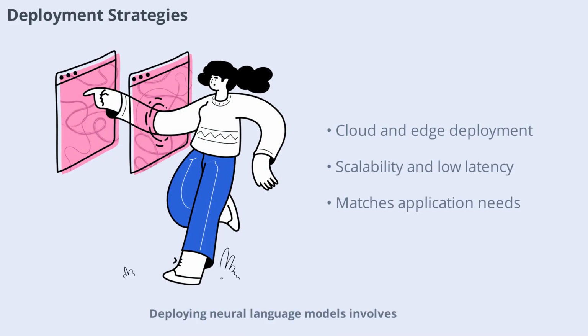Deploying neural language models involves integrating them into real-world applications. Strategies include cloud-based deployment for scalability and edge deployment for low-latency responses. Choosing the right deployment method depends on the application's requirements and available resources.